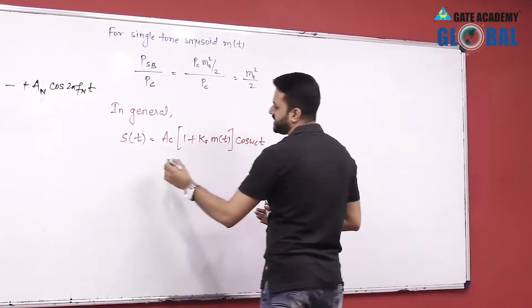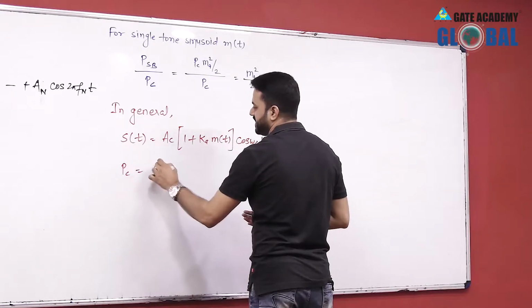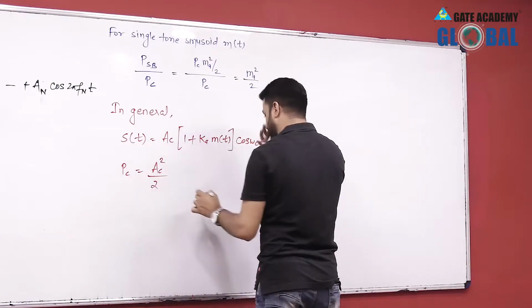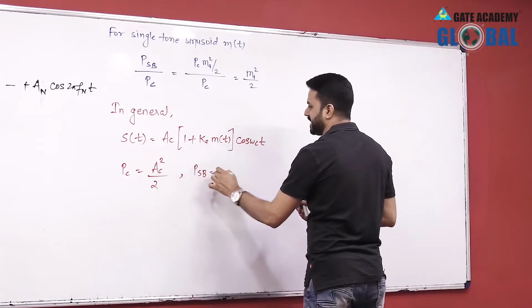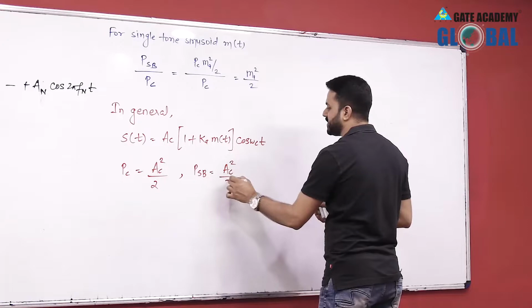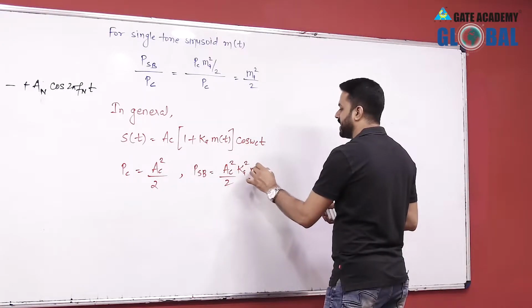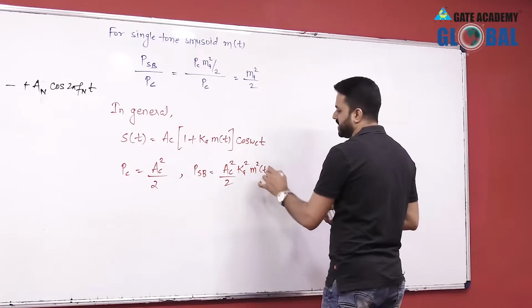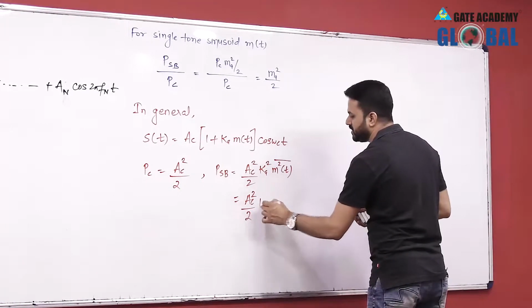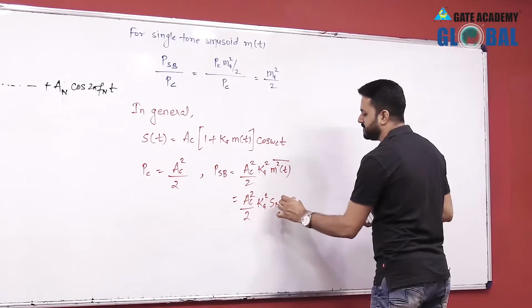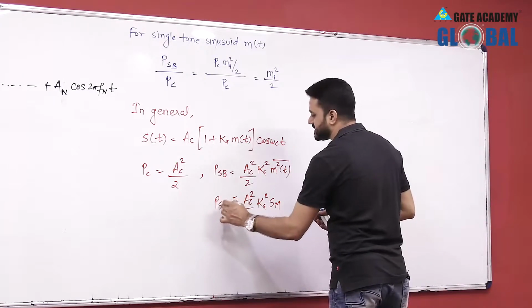If we calculate the carrier power, we get Ac squared by 2, if we take R equal to 1. And the sideband power we have calculated, which is Ac squared by 2 K squared m squared t bar, or mean square value, which we have written as Ac squared by 2 K squared into Sm. So this is the sideband power.